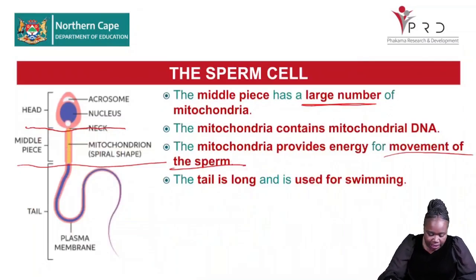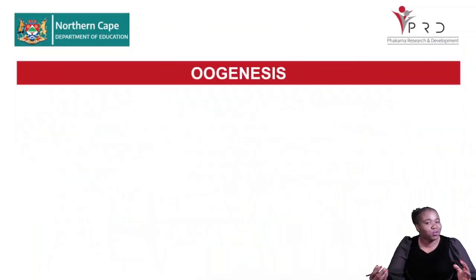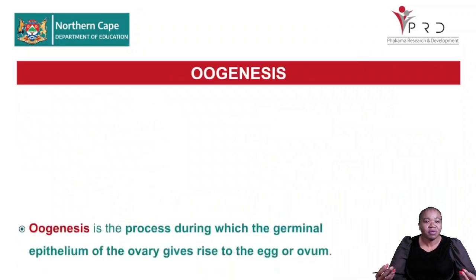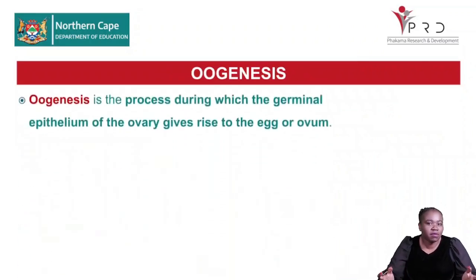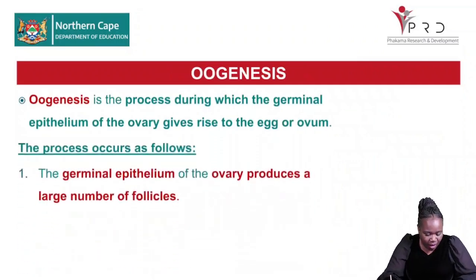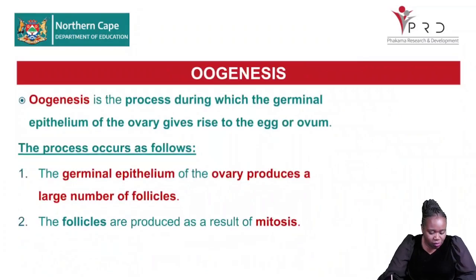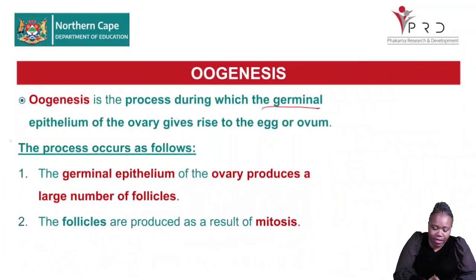Right. And then lastly, we have the tail, which is long and is also used for swimming. So it allows the sperm cell to be able to swim towards the ovum. So remember, we have one ovum and thousands of sperm cells, meaning that the one with the best mitochondria, which gives it a lot of energy, is the one that will be able to swim faster and reach that ovum quicker.